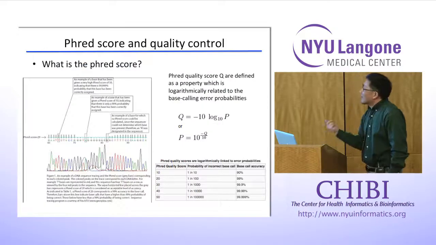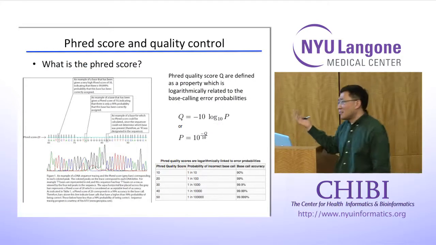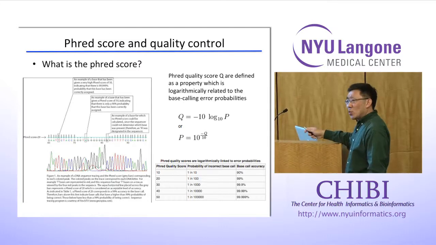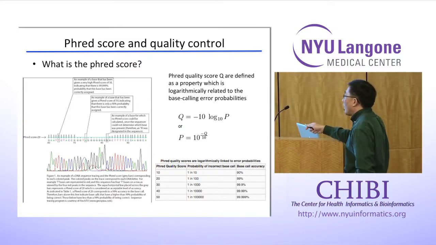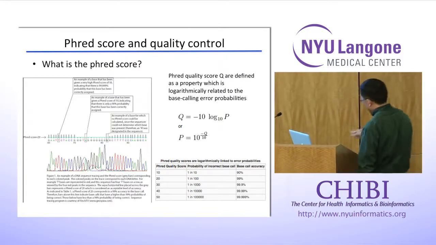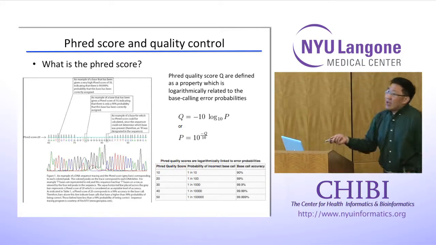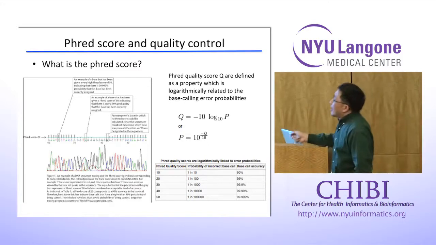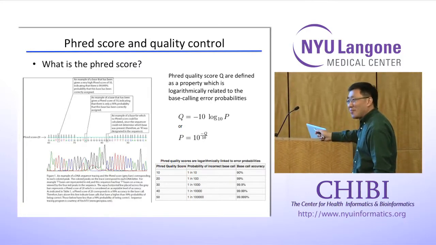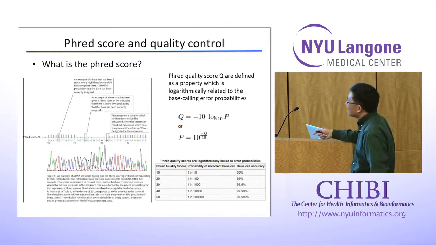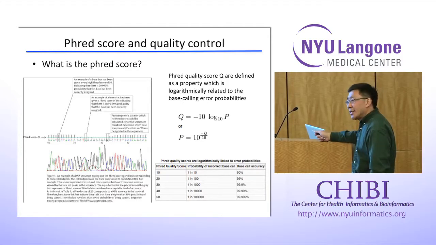Now you can download nice Java-based software to do this work. It's very convenient. However, all of these are based on the Phred score. What is the Phred score? The Phred score is a quality assessment score for each base. That's easy to say, but it is actually the probability of an incorrect base call.